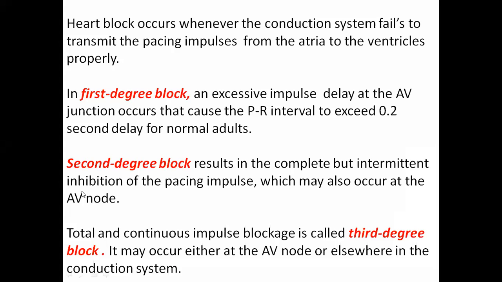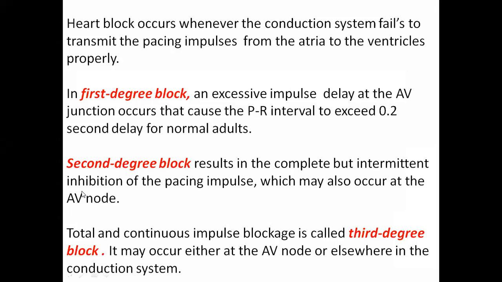In the third case, the third degree block, the total or continuous impulses are blocked. Those pulses do not transfer to the ventricles. In such a situation, we get the third degree block. It may occur either at the AV node or anywhere else in the conduction system, and due to that, we get the third degree block.